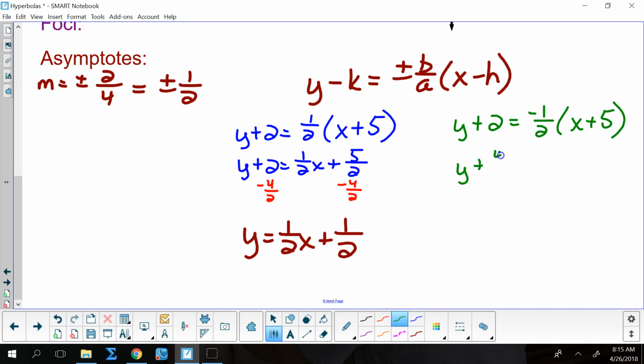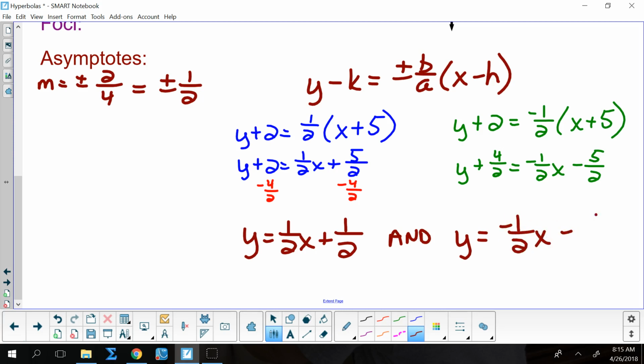Y plus, I'm going to say 4/2 right away. You know why? Because I can. X minus 5/2. So when I subtract off 4/2, that gives me my second asymptote at y equals negative 1/2 x minus 9/2. Okay? So those are the two asymptotes.